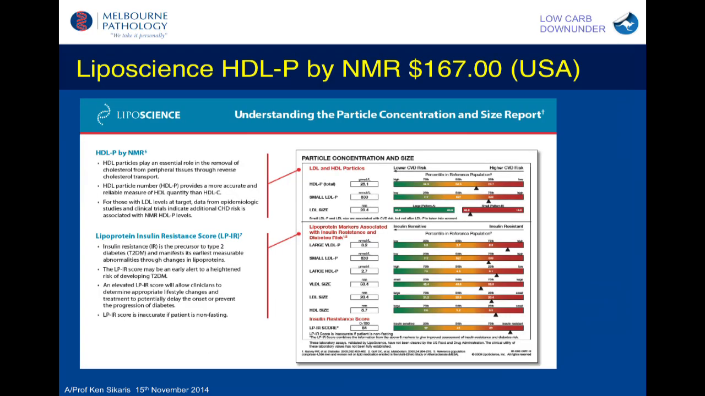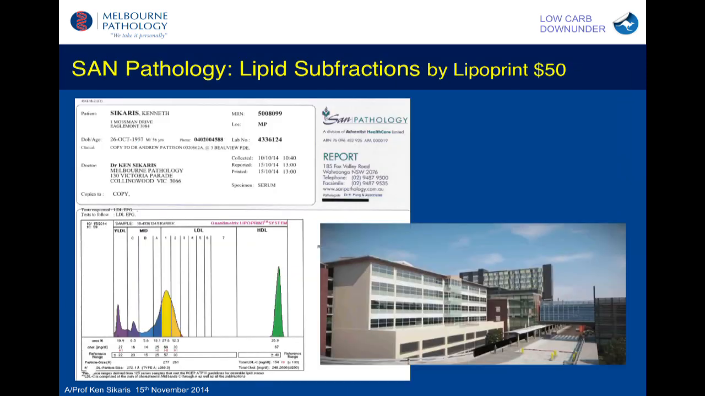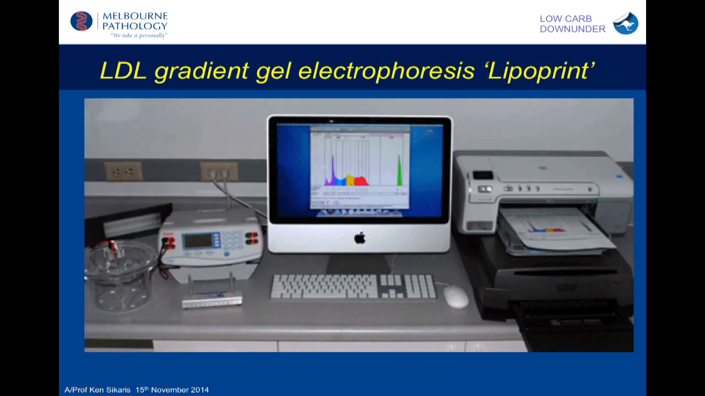Now, as Jimmy said, you can get it measured in some places in America by NMR. It costs $167. Probably costs you more to transport the sample to America. And for the last 10 years, there's been a lab in Melbourne, the Sydney Adventist Hospital, that's been doing these tests. And I just want to show you a little bit about the test. It's fairly simple. You put a drop of blood on top of a gel, and depending on how small the particle is, it'll go deeper into the gel. It's as simple as that.